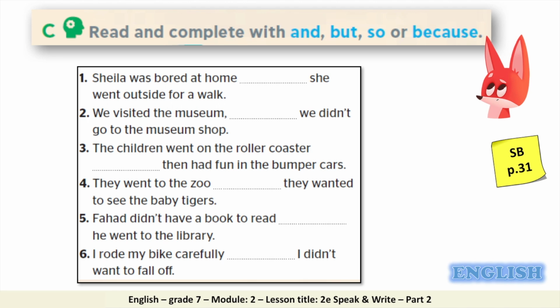Why did Sheila go outside? That's because she was bored. So going outside for a walk is the result, and that's why the correct linking word is so. Please pause the video and complete the remaining sentences. Good luck!